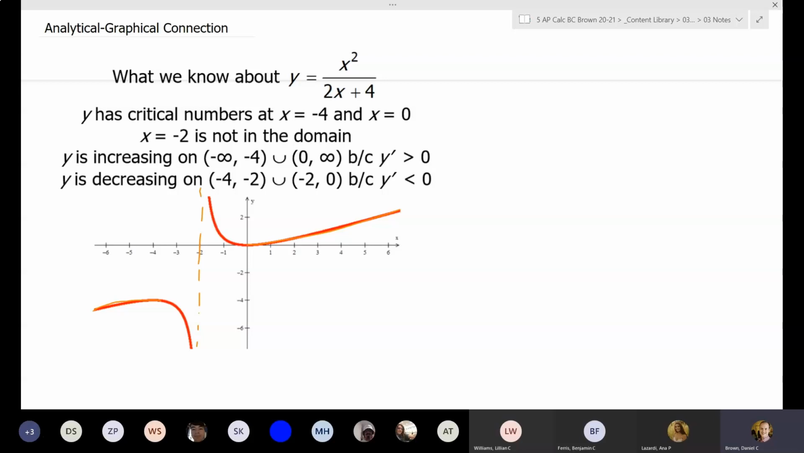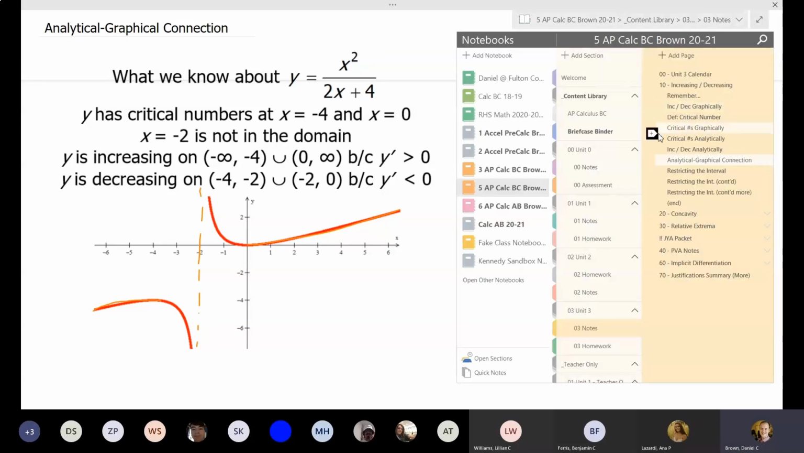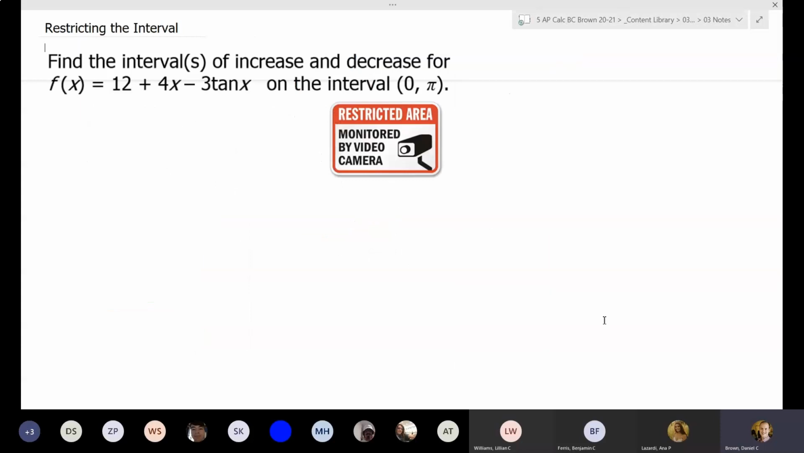To finish out today's notes, they're not always going to be this easy. I mean, this really is kind of an easy topic. I think where students start to have trouble though is when I start doing functions with trig in it. So this is going to be the last example that we do. I have f of x is equal to 12 plus 4x minus 3 tangent of x.